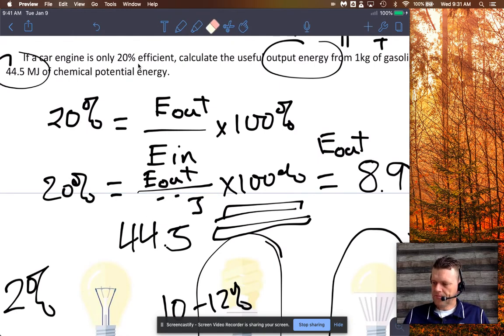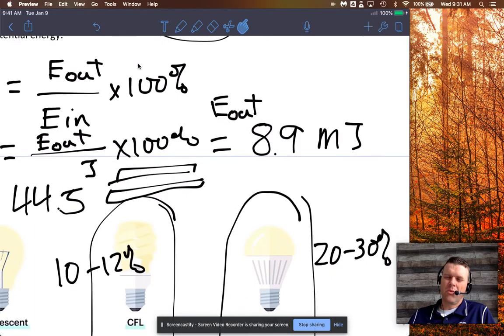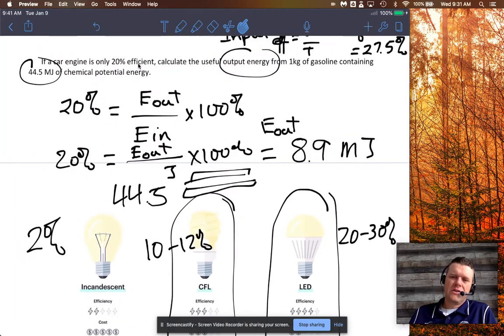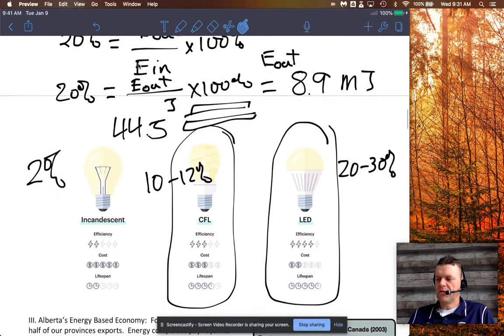So the point is, the 44.5 is the input energy, and the output is what we're trying to find. And when it's only 20% efficient, we're only going to get 8.9 megajoules of useful output energy. Okay, so an efficiency calculation, I don't think they're horrible. Just take your time when you see it and get things in the right spot.